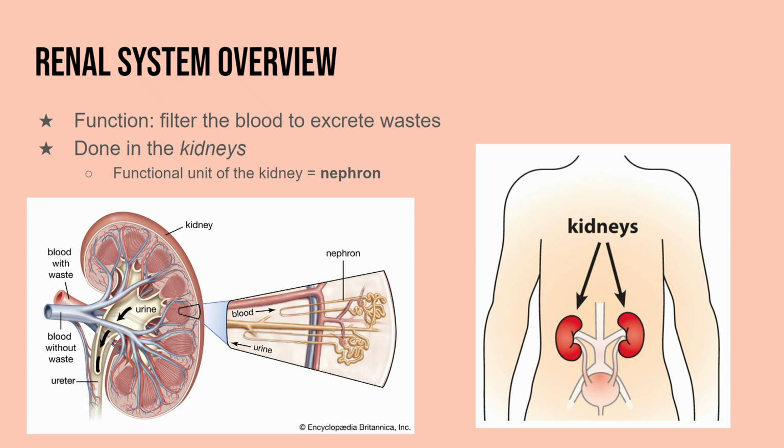Okay, so the first few slides, I'm just going over general anatomy to set the stage for what we're talking about. So renal system overview: the main function is to filter the blood, to get anything out of the blood that you don't want circulating in your body, into waste, which you excrete out. And that's done in the kidneys. The functional unit that does this all by itself, the smallest unit, is called the nephron.